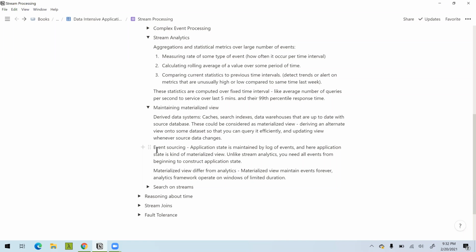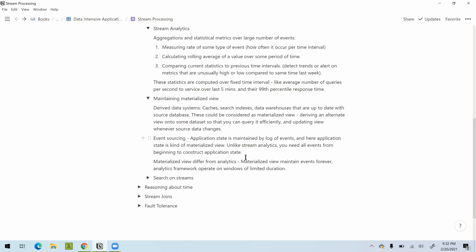One of the things mentioned here is how these materialized views differ from stream analytics. Basically, in materialized views you are maintaining your events forever, whereas analytics frameworks operate on a window of limited duration. So let's talk about this more.